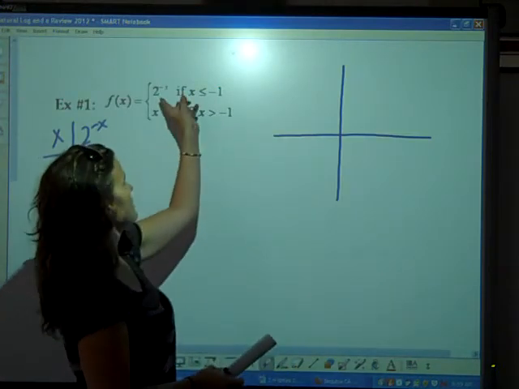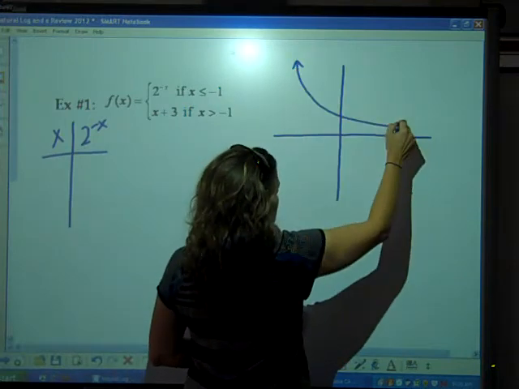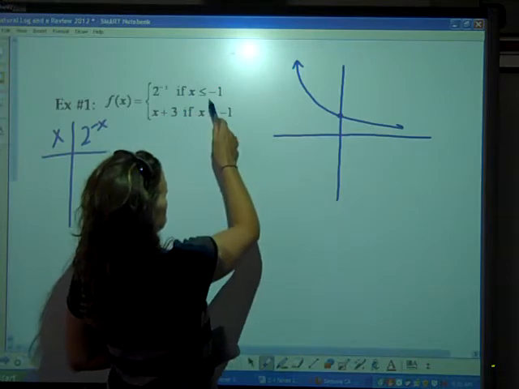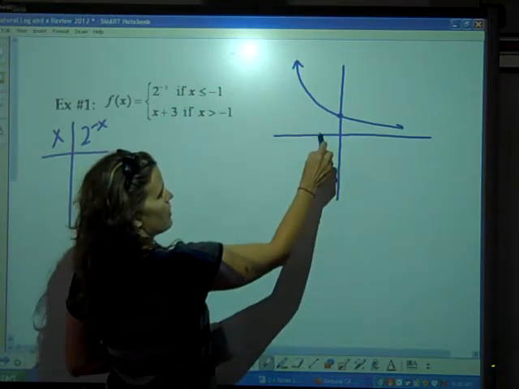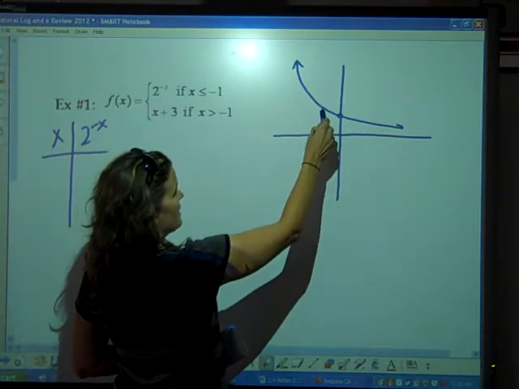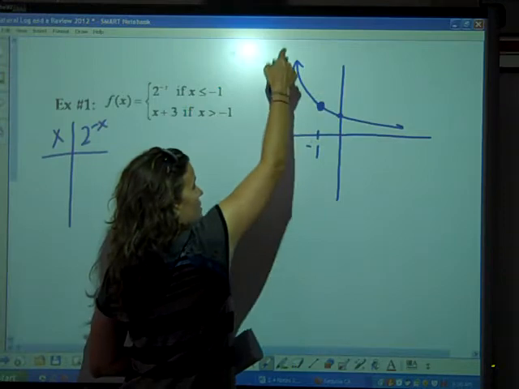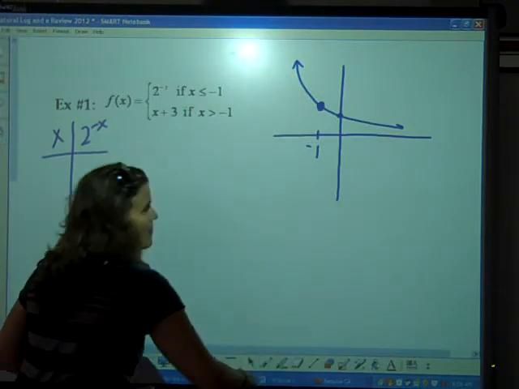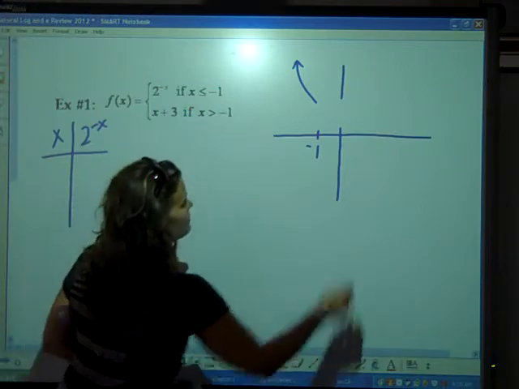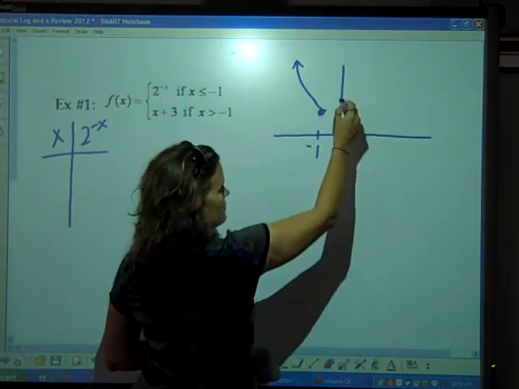I know this is an exponential function, but with a negative exponent it will give us this kind of shape, going through 0, 1. And I know I'm only following that rule if x is less than or equal to negative 1. So at negative 1, because I'm including it, I'm going to have a dot, and I'm just looking at the stuff to the left of that dot. Oops, my dot disappeared. Let's try that one more time. So here we are, something along those lines.